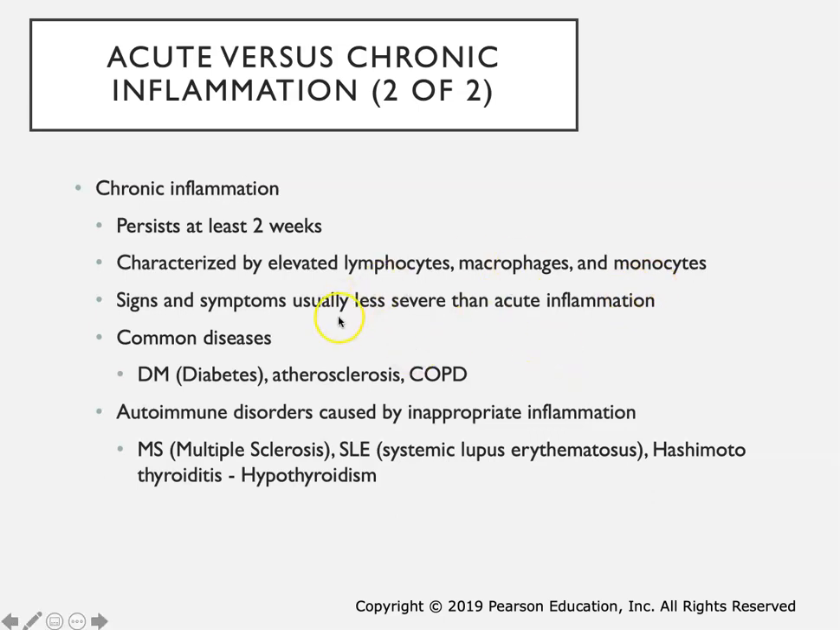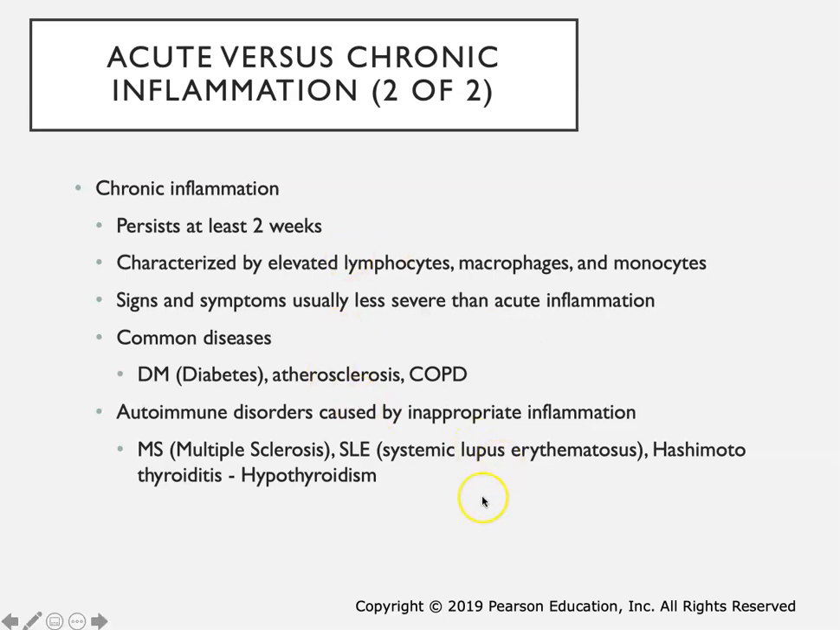So some common diseases that involve chronic inflammation: diabetes, atherosclerosis, COPD. These are all chronic inflammatory diseases. And at the end of this chapter, we will give some more examples of inflammatory diseases as well. I'm not going to tell you every single inflammatory disease that exists, because there are too many for us to go through every single one.